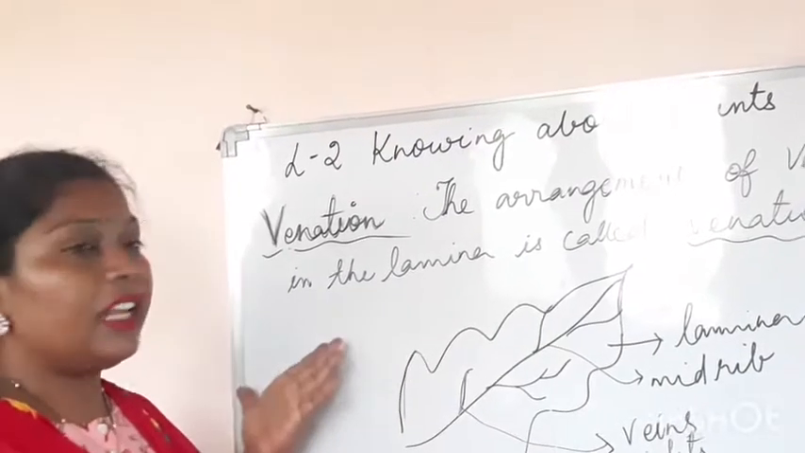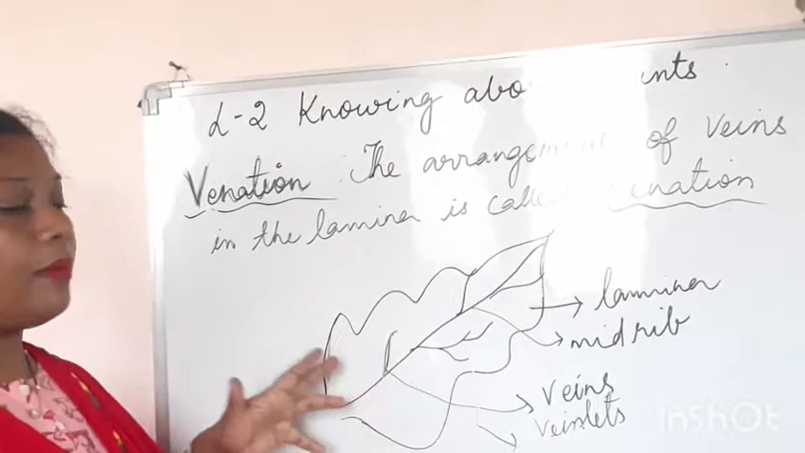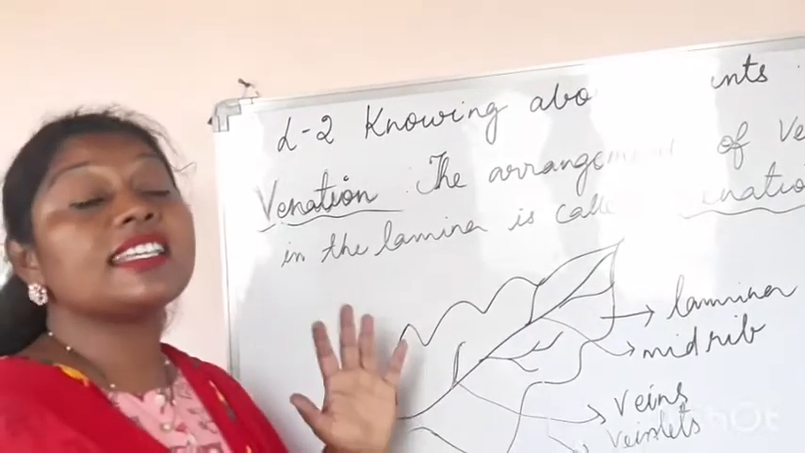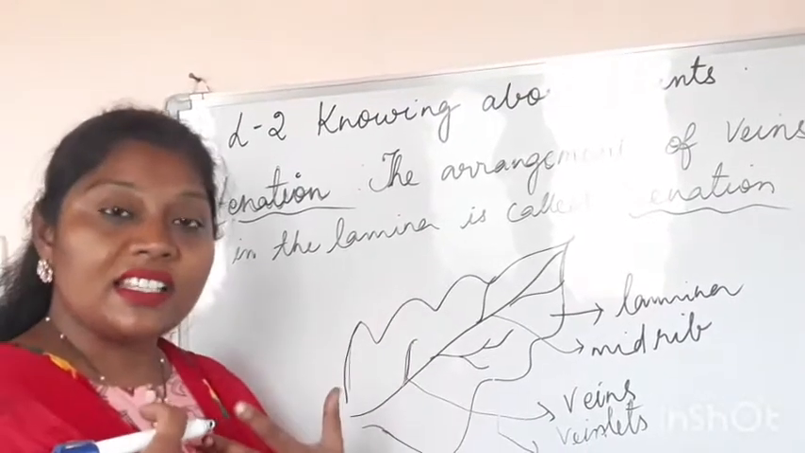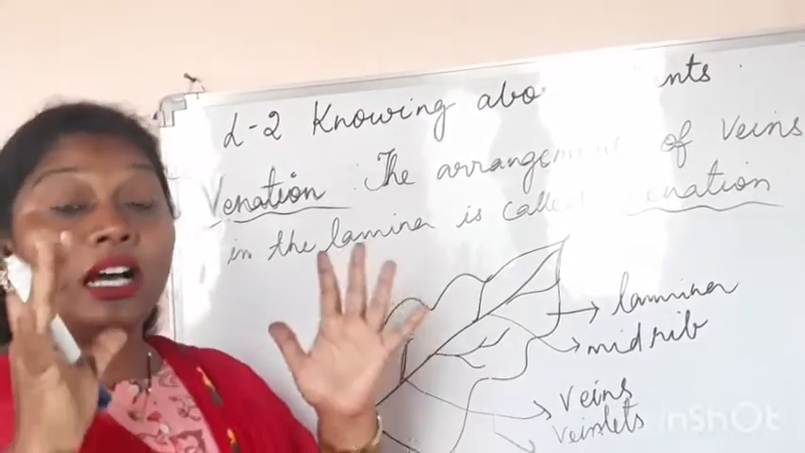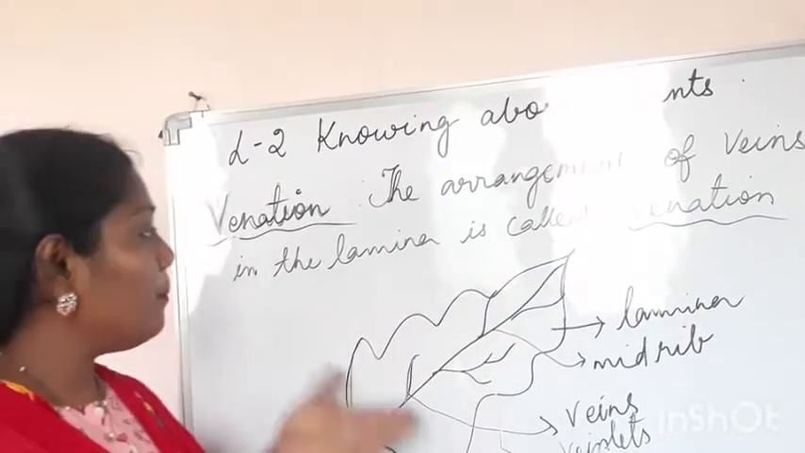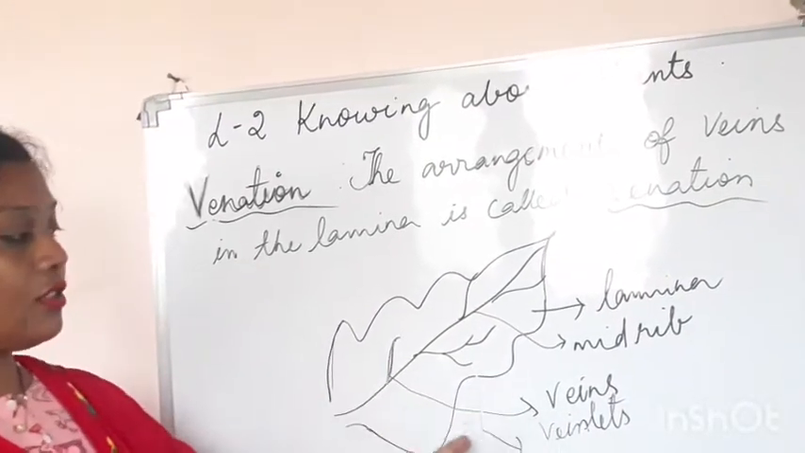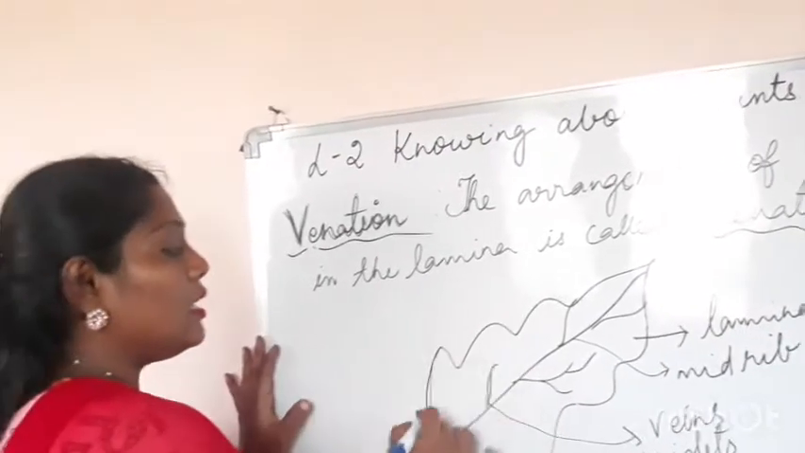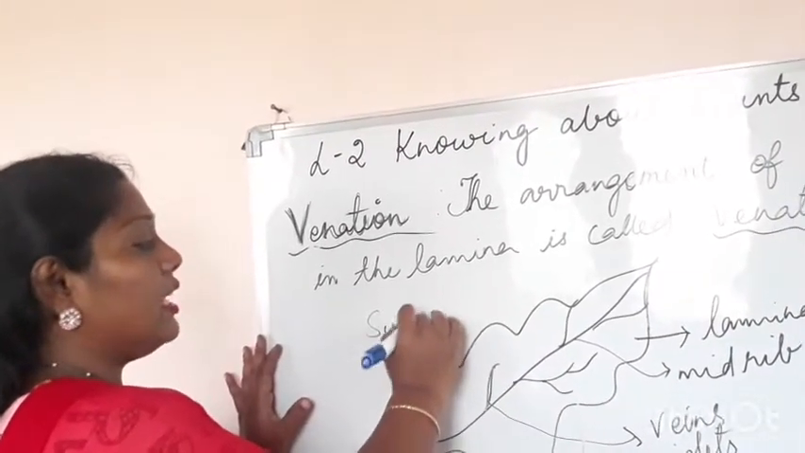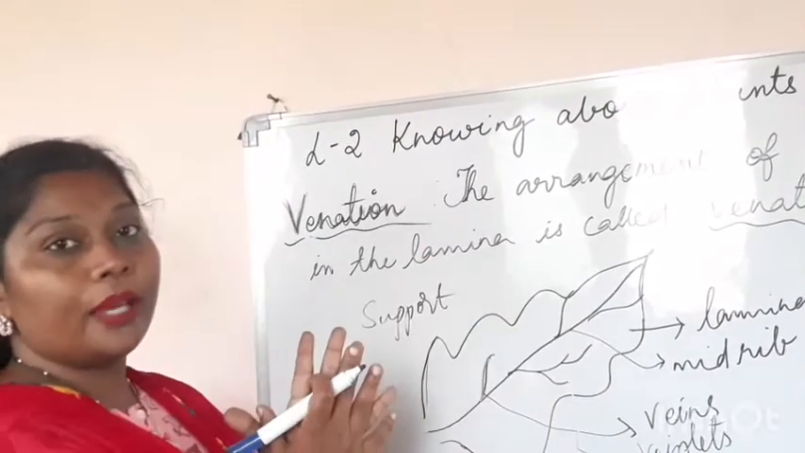Okay. What does venation show? See here, children. The veins or the midrib, all these are like a skeleton to the leaf. How the skeleton is present in our body to give support and shape to the body, in the same way, this venation, or the presence of the veins and the veinlets or the midrib, will give support to the leaf to have a proper shape.